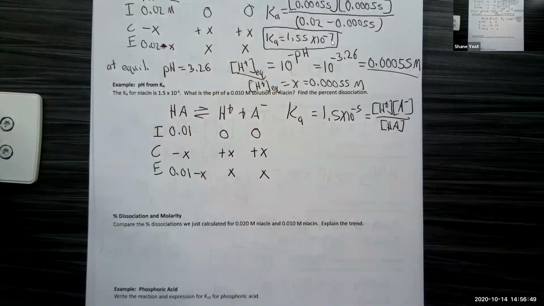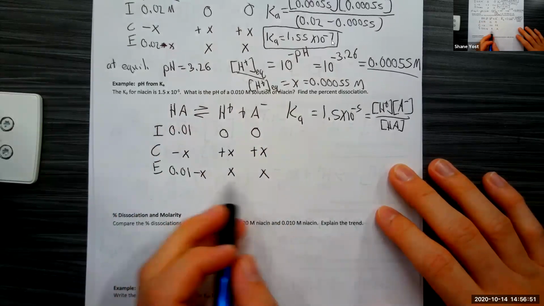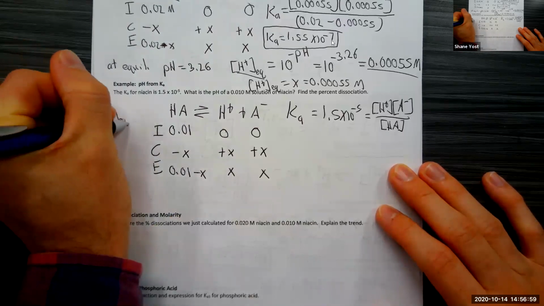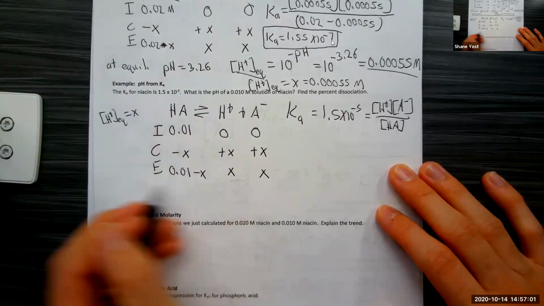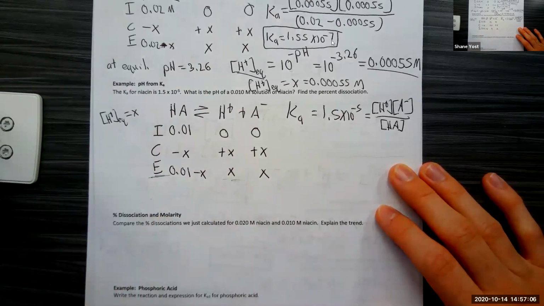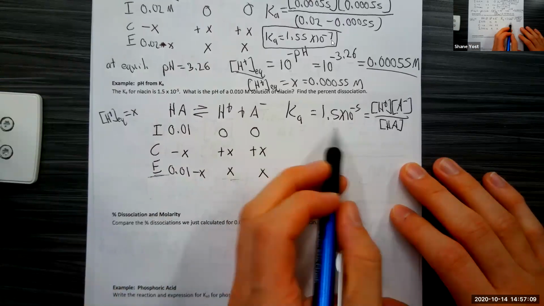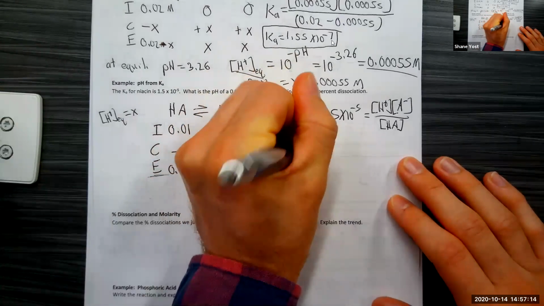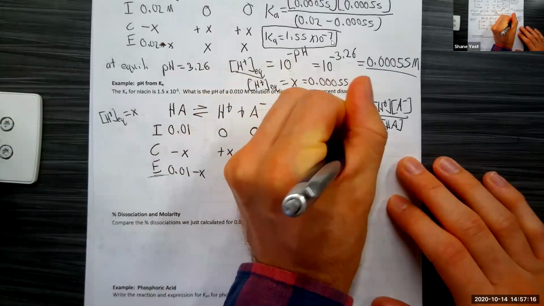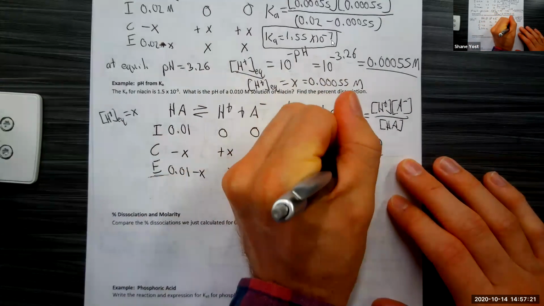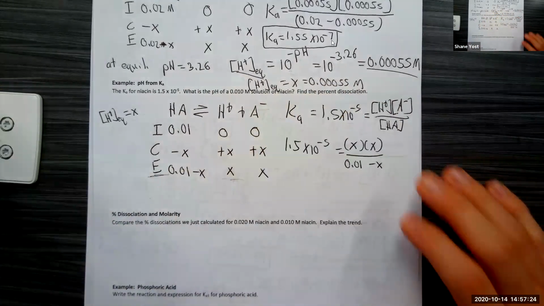If I want to find the equilibrium concentration of H plus ions, I need to solve for X, because the concentration of H plus at equilibrium equals X. That's what this line is telling me. To solve for X, I plug into my Ka expression: 1.5 times 10 to the minus 5 equals X times X over 0.01 minus X.